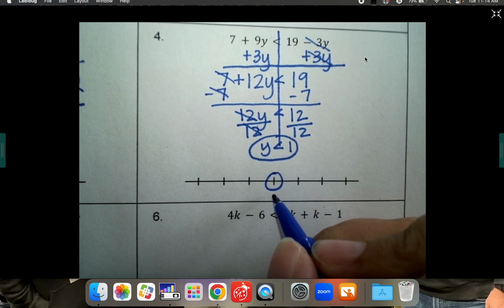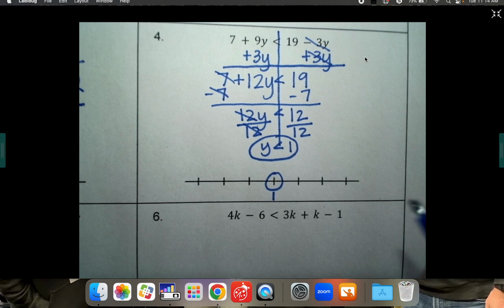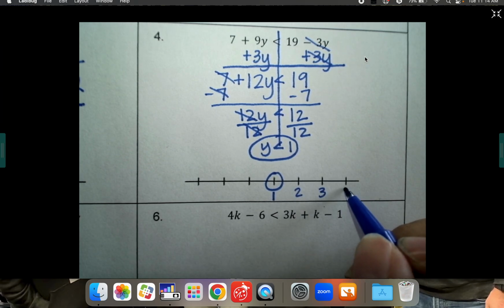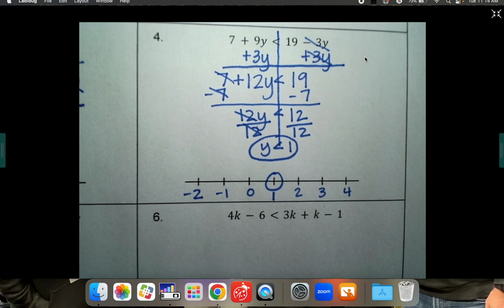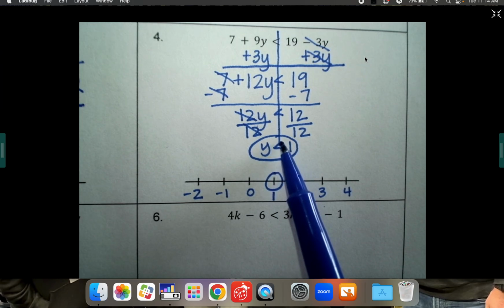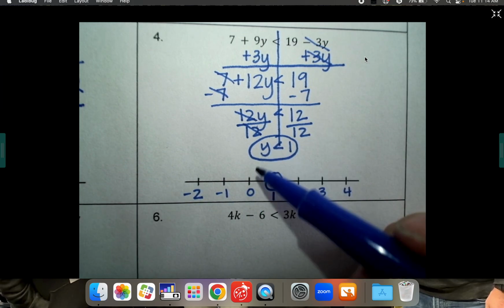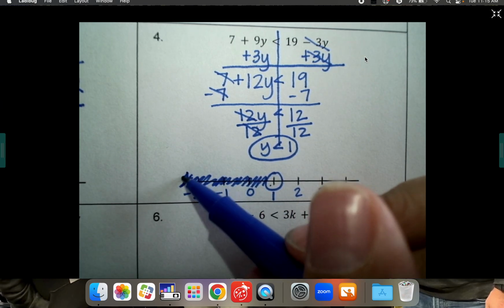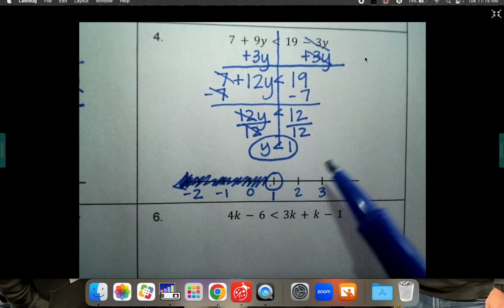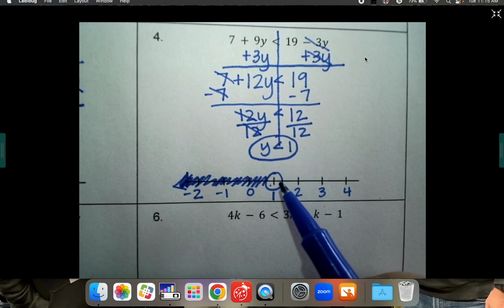So we're going to plot 1 on the number line. We're going to go 2, 3, 4 to the right, 0, negative 1, negative 2 to the left. And we're going to shade the solutions which y is representing. So y is representing everything less than 1. So less than is going to go to the left. And once again, we do not shade in the circle itself because it's not or equal to. If it could equal 1, we would shade it in.